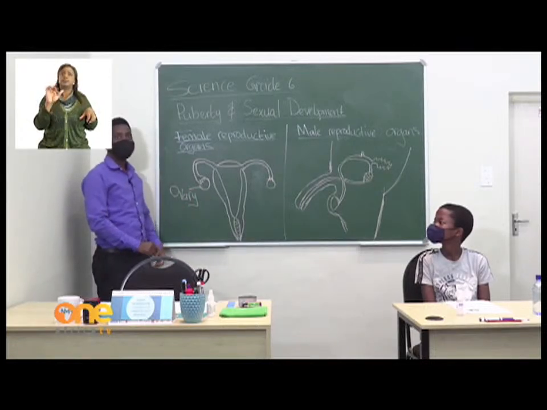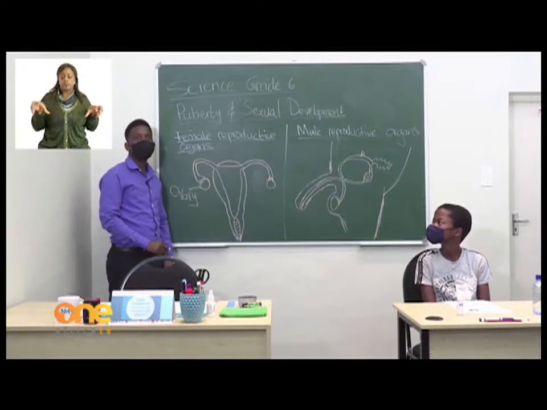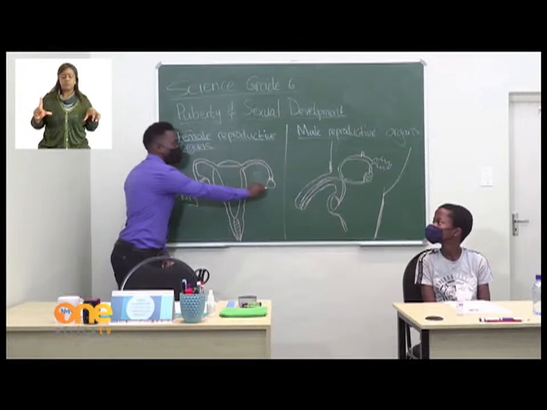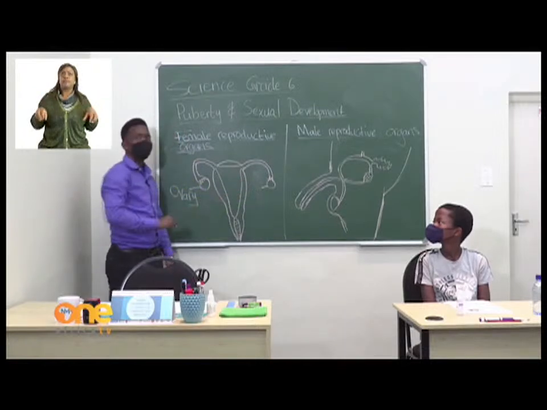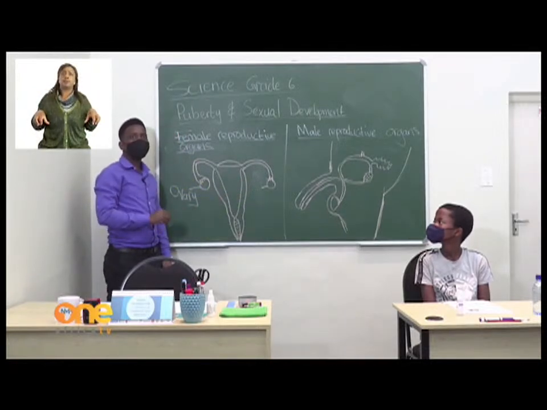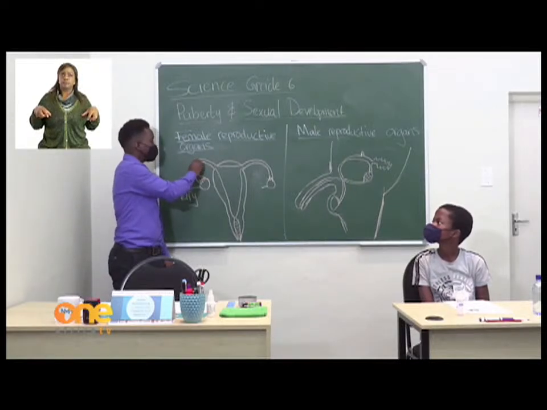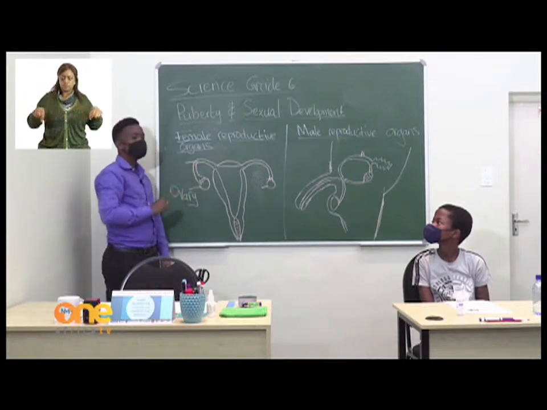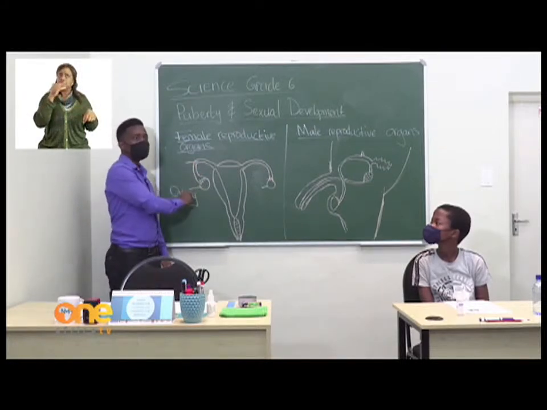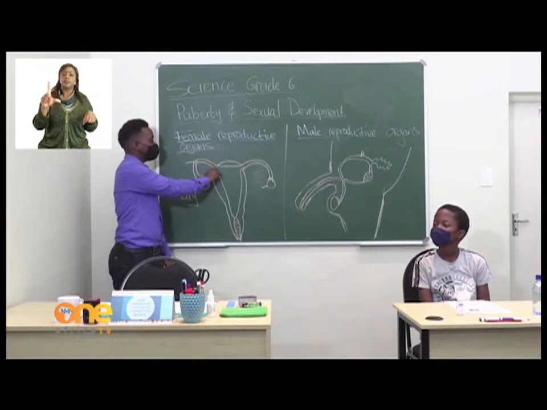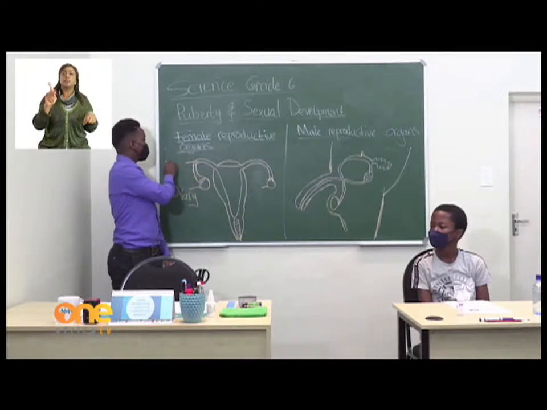Now, the ovary is a structure that is both on the left side and also on the right side. That is the ovary. Then from the ovary, we have another structure, which is right here. It is actually a tube that is coming from the ovaries, and it goes all the way to another structure. This structure is known as the fallopian tube.